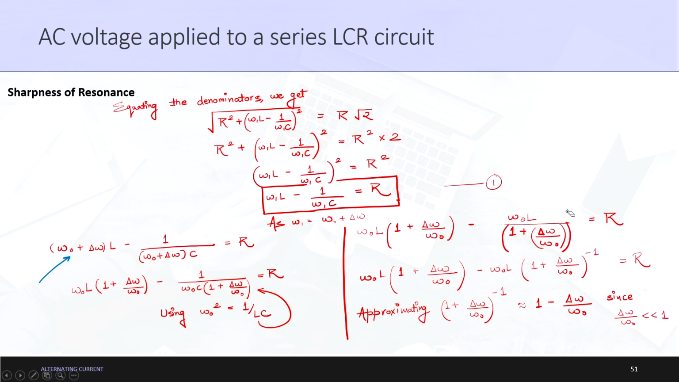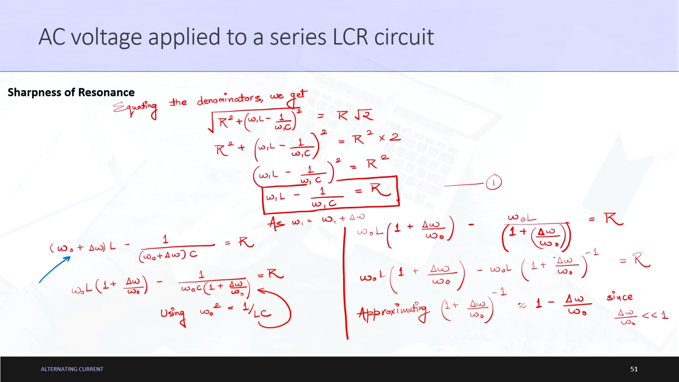Now, using a simple mathematical approximation, I approximated (1 plus delta omega by omega naught) to the power minus 1 as nothing but equal to 1 minus delta omega by omega naught. There may be several other terms also, such as (delta omega by omega naught) whole cube, then (delta omega by omega naught) whole to the power 4, but because the value of delta omega by omega naught is in itself very small, all the square terms, cubic terms, or higher polynomial terms will have a very small value, and can be ignored or neglected.